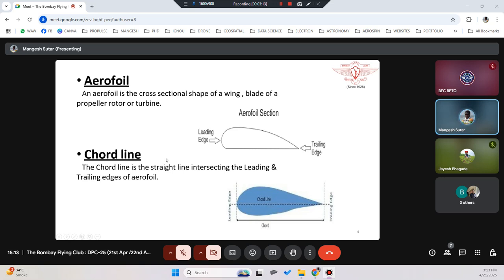Okay, whereas the chord line is nothing but the straight line joining the leading edge to the trailing edge. If we draw a straight line from the leading edge to the trailing edge, that line is called the chord line. Now we'll understand what the use of this chord line is and how this airfoil defines the flying of the flight.